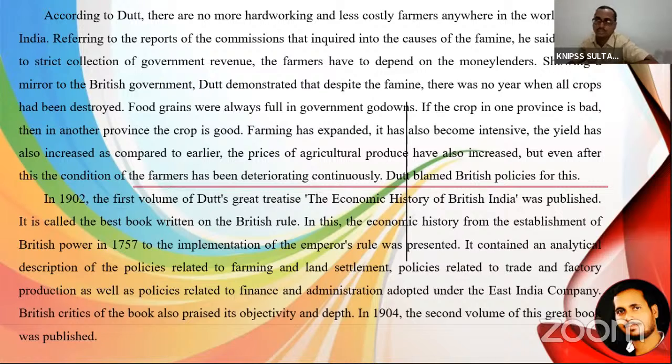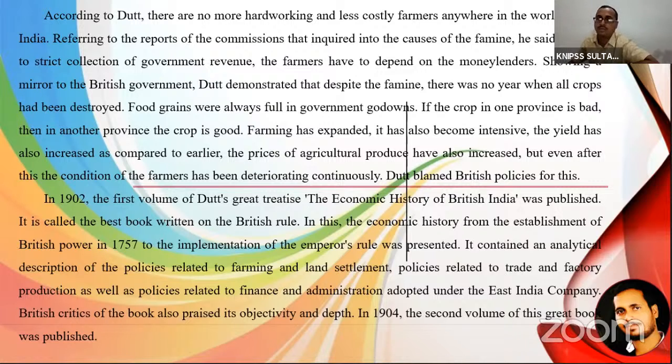So this is what the money the farmers are forced to borrow, taking loans from the moneylenders who charge a huge amount of interest. This showed a mirror to the British government, demonstrating that despite the famines, there was no year when all the crops were destroyed. Food grains were always full in the government godowns.